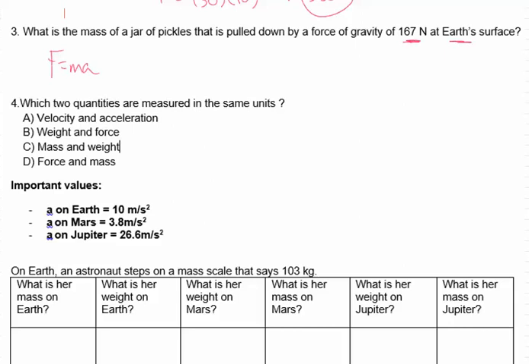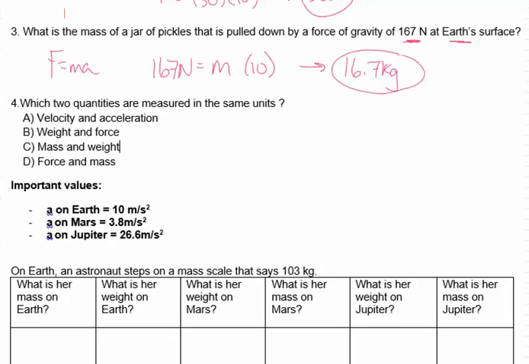So the force is 167 newtons. That's the weight of the pickle jar. And we're trying to solve for the mass, and this is on Earth, so acceleration is going to be 10. So we do 167 divided by 10. We're going to get a 16.7 kilogram, don't forget that this is in kilograms, jar of pickles.